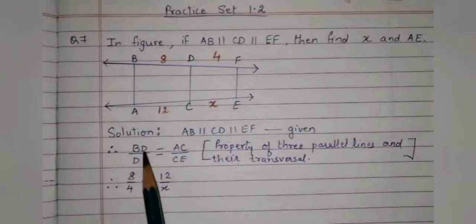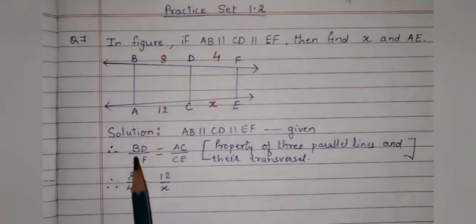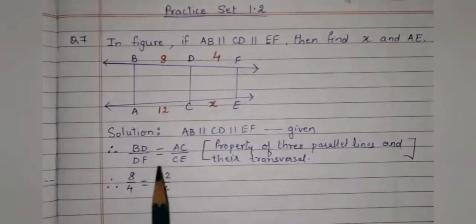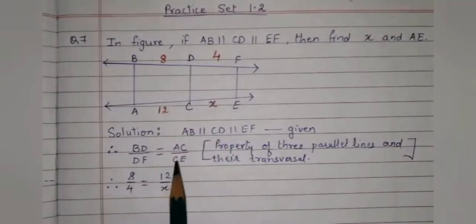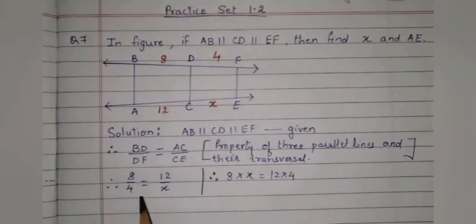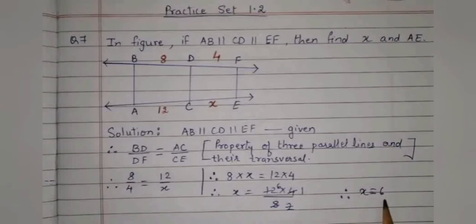By substituting the values, BD is 8, DF 4, AC 12, CE X. So by cross multiplication, 8 into X equals 12 into 4. Therefore X equals 12 into 4 upon 8. If we solve it, we get X equals 6.